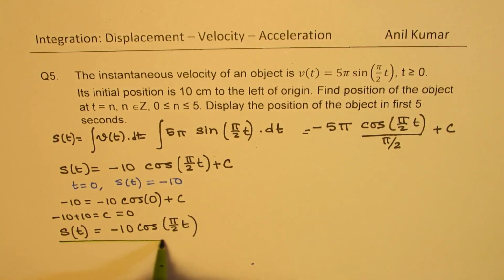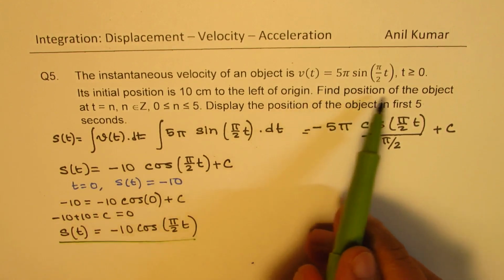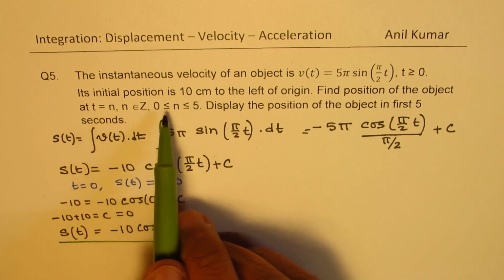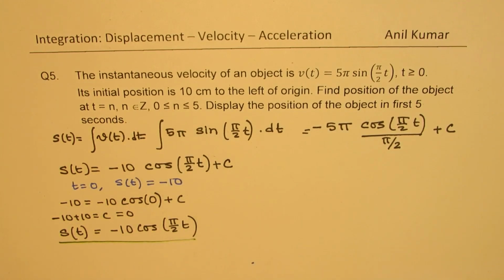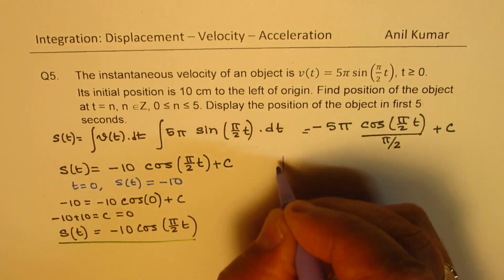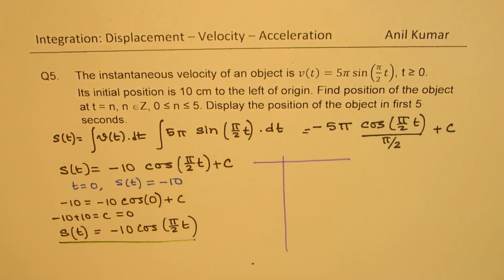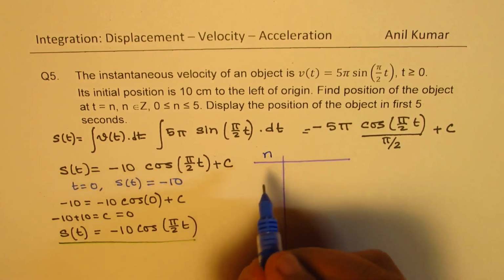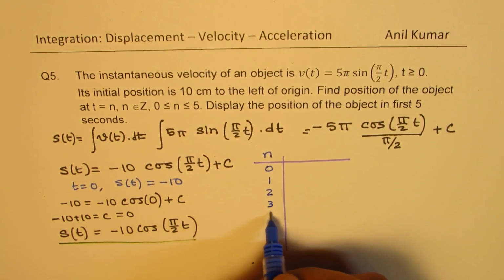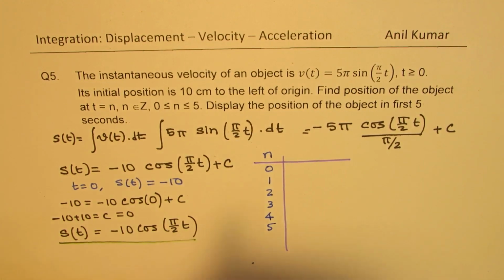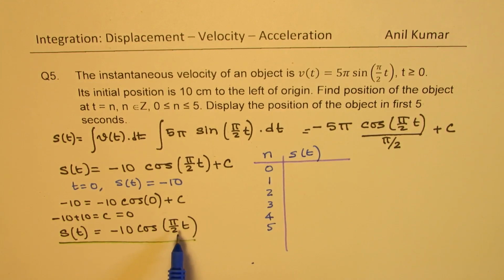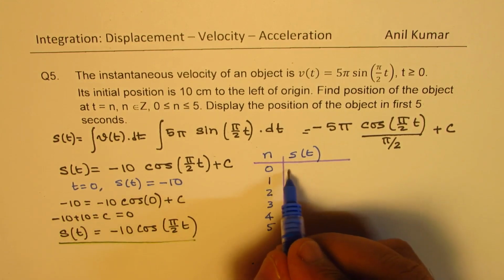Now let us find the values which are required. Find the position of the object at t equals n, where n is from 0 to 5. It's better to make a table and then we can write down the values. So for different values of n, which are 0, 1, 2, 3, 4, and 5, let's calculate s of t. If I write 0 here, cos of 0 is 1, so we get minus 10.